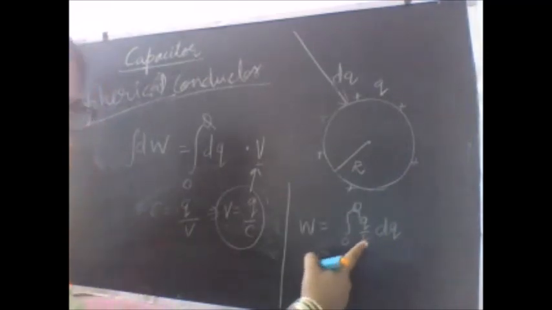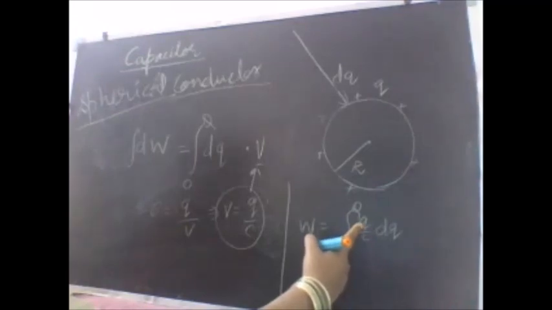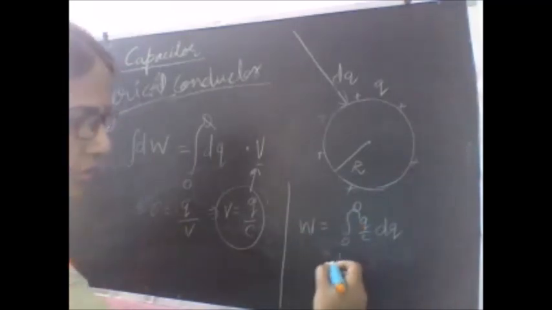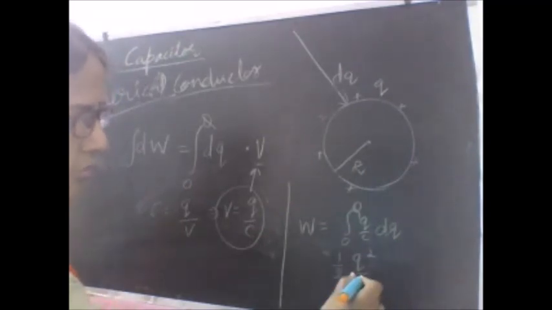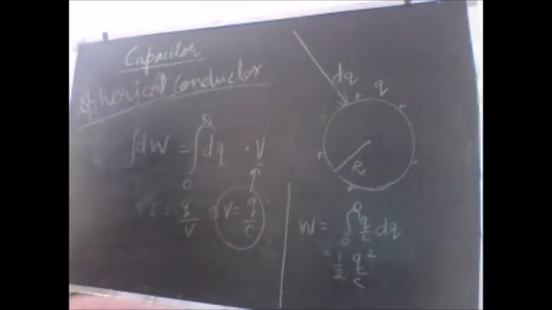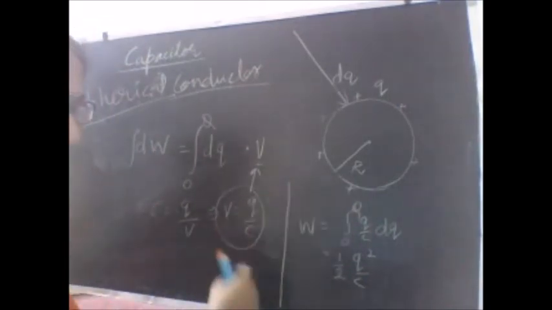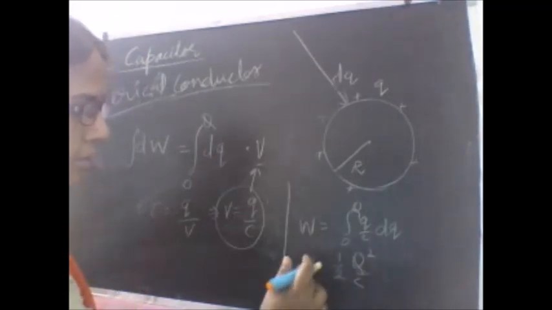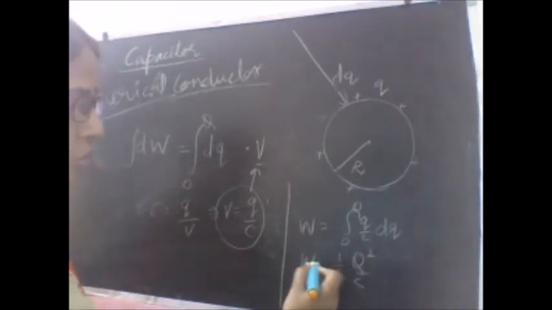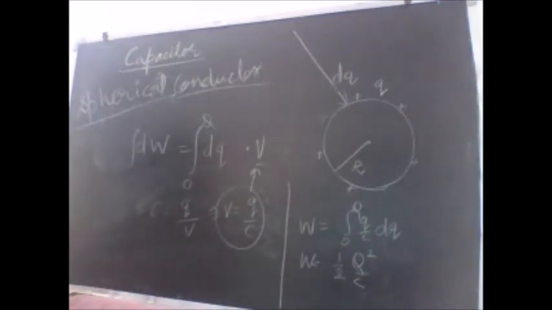Let us solve it. C is a constant, it can be taken out, and we are left with Q. Integration of Q is Q square by 2. So the final expression comes out to be Q square by 2C. Since I have to take the maximum limit capital Q, the formula comes out to be Q square by 2C. This is the work done, or this only is the energy which is stored in the capacitor.